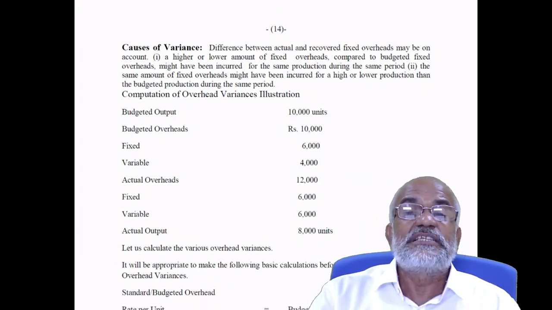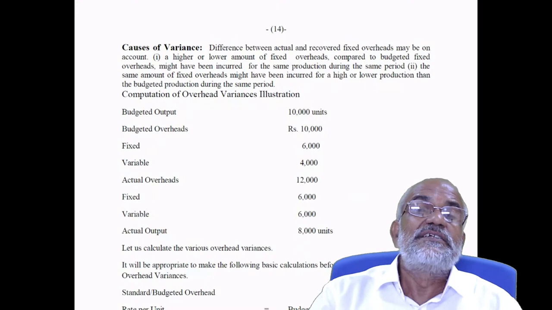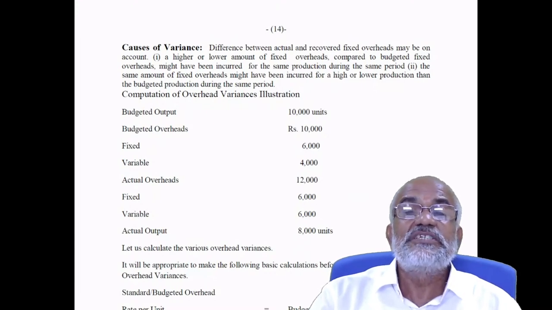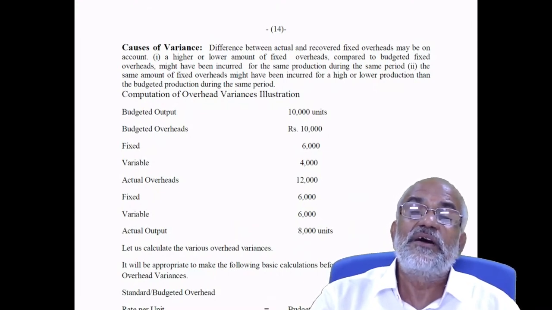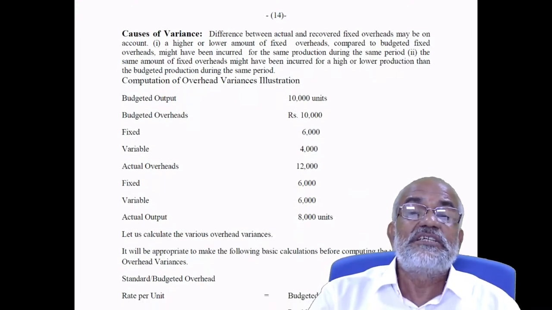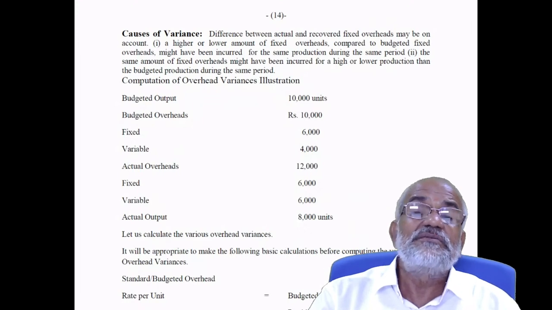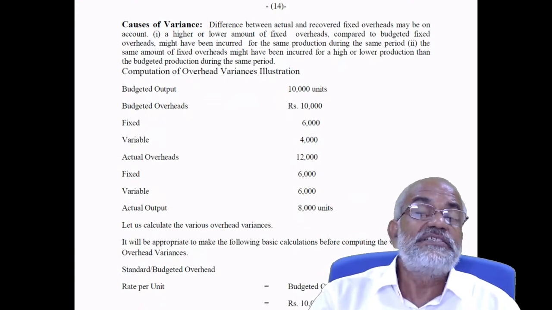The budgeted output is 10,000 units. Budgeted overheads are ₹10,000, out of which 6,000 is fixed and 4,000 is variable. Actual overheads are 12,000: fixed overhead is 6,000 and variable overhead is 6,000, both 6,000 in the case of actual overheads. And actual output is 8,000 units.